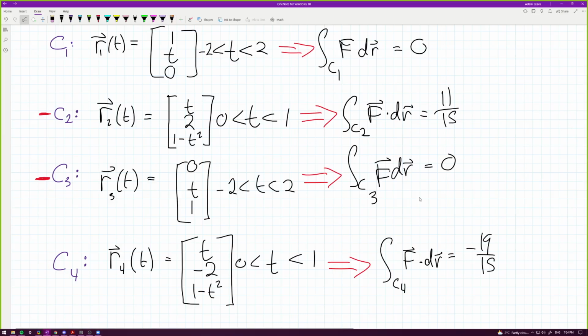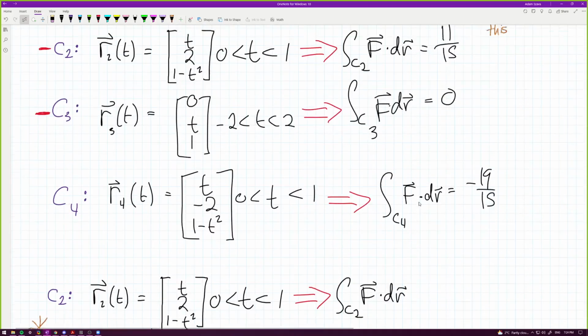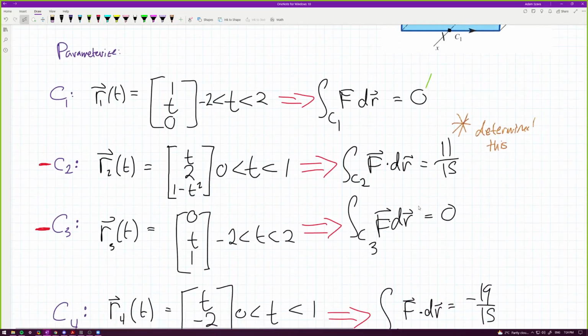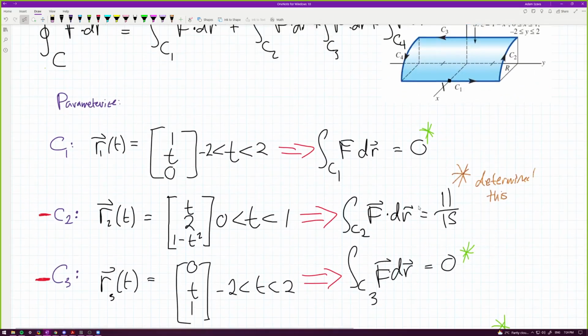So we determined now 11 over 15. So I'm just going to put a little star here, determined. The other ones were calculated earlier.